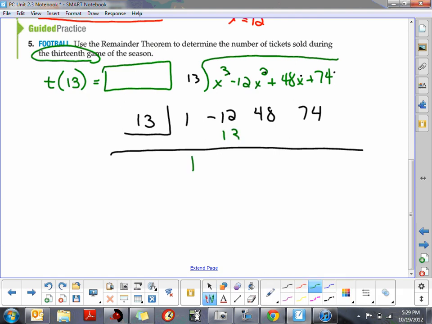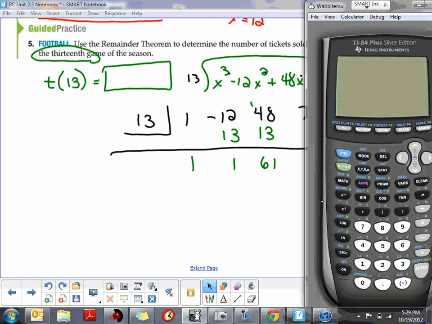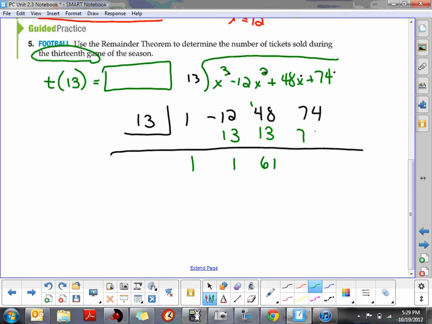13 times 1 is 13. Then we always add, so that's a 1. 13 times 1 is 13. 13 and 48 is 61. 13 times 61 is a little too big for my head. 13 times 61, enter, 793. So I'm going to enter that in this line. 793, I want to add that to 74. That's going to be 7, 16 carry the 1, 867.